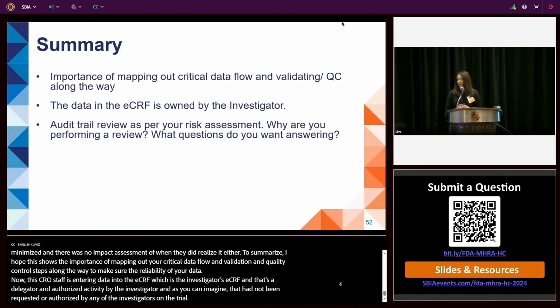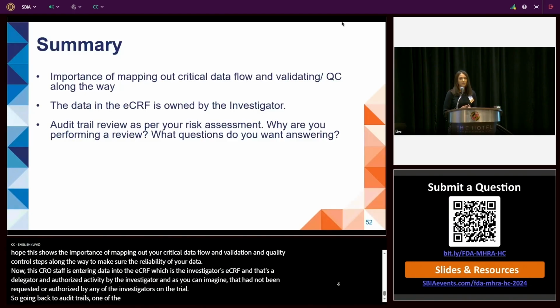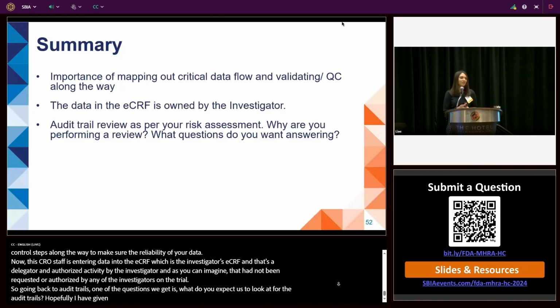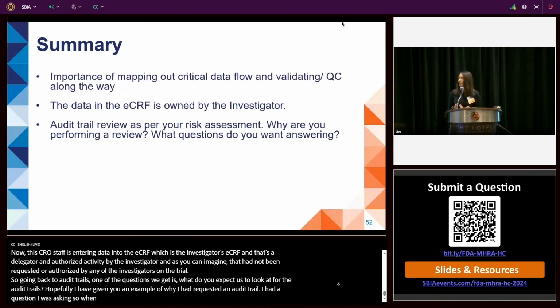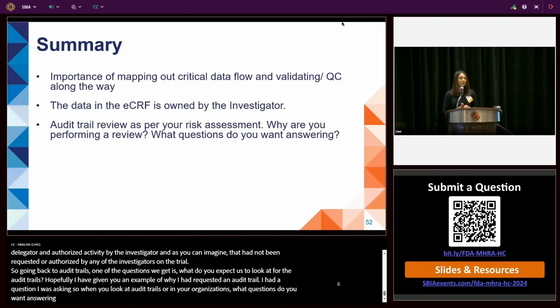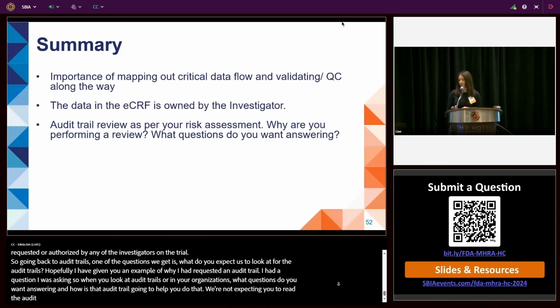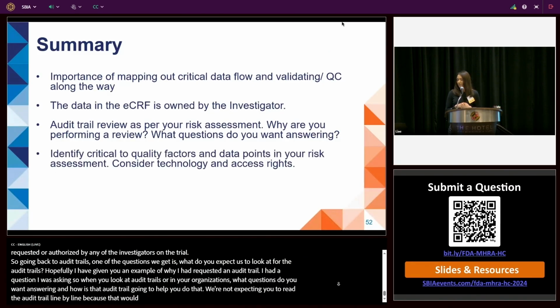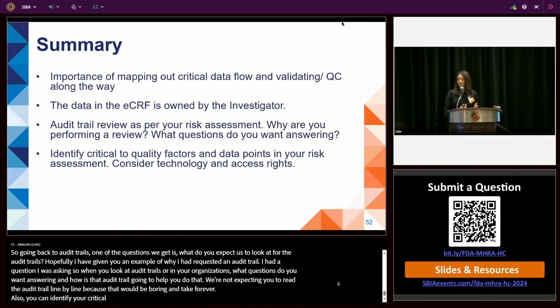So again, going back to audit trails, one of the questions we get a lot is, oh, what do you expect us to look at for the audit trails? Hopefully I've given you an example of why I requested the audit trail. I had a question I wanted answering. So when you're looking at audit trails, or in your organizations, what questions do you want answering, and how is that audit trail going to help you do that? We're not expecting you to read an audit trail line by line, because that would be boring and it would take forever.